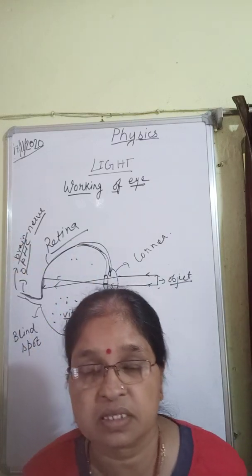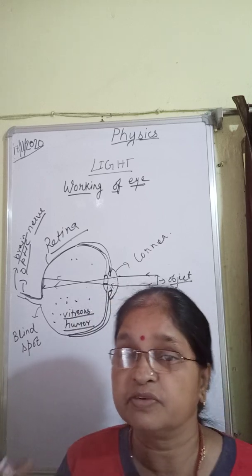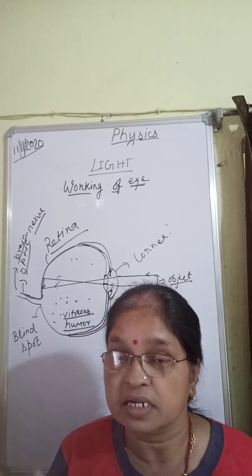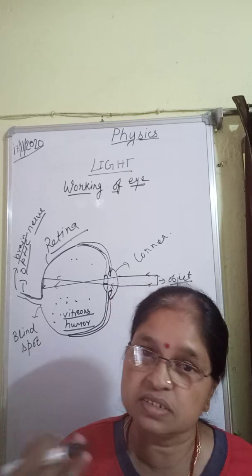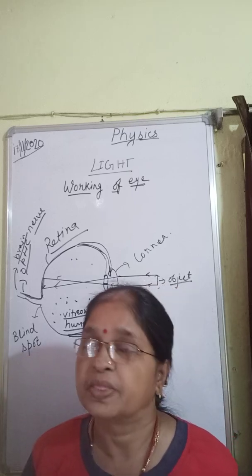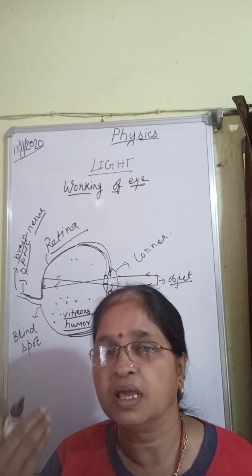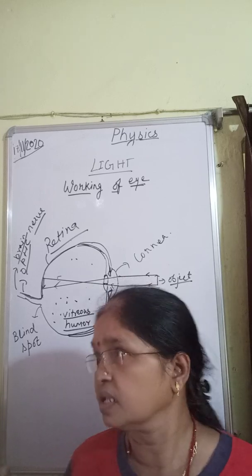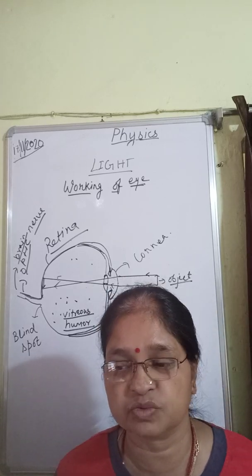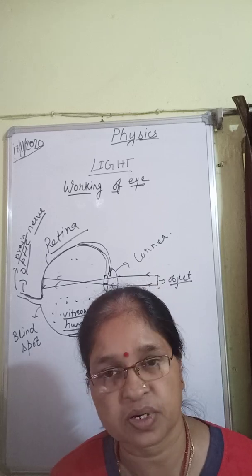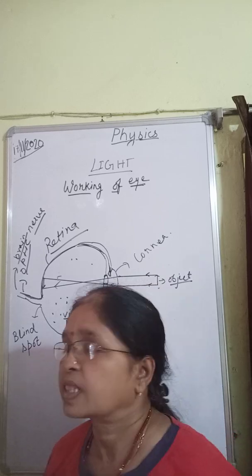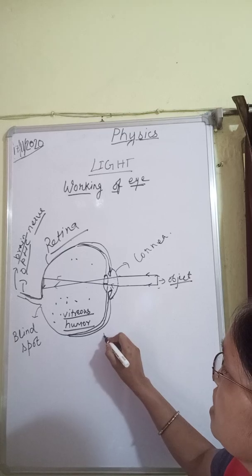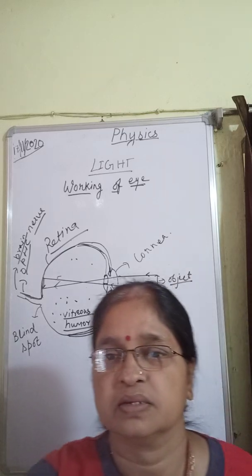Remember students, on the retina, the photoreceptor cell takes the image, changes it into an electrical signal, and sends it to the brain. The brain is ready to accept it, and it shows us the things which are visible in front of us. So this is the working of the human eye.